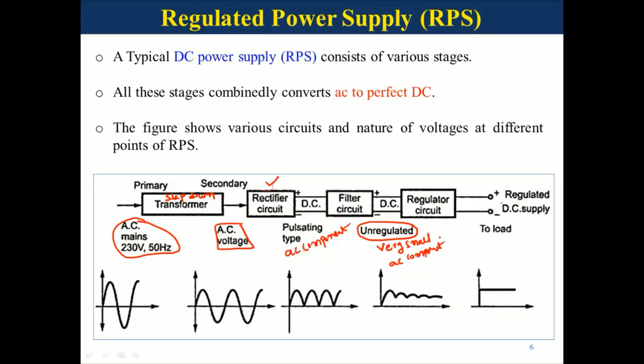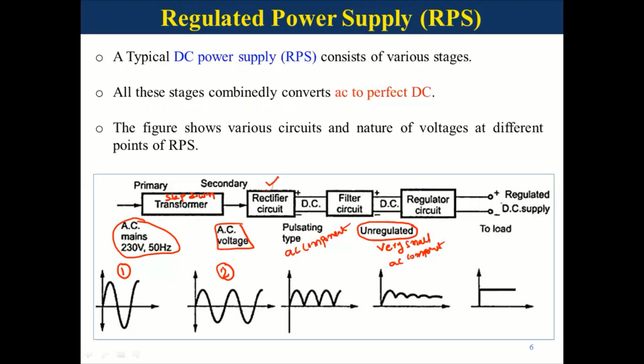This diagram also represents waveforms at various stages. Suppose the first waveform you take is an AC signal, 230 volts, 50 hertz. That is given to the input of the step down transformer. The output of the step down transformer is waveform number 2, which is also AC bidirectional, but the level is reduced because of the step down transformer.